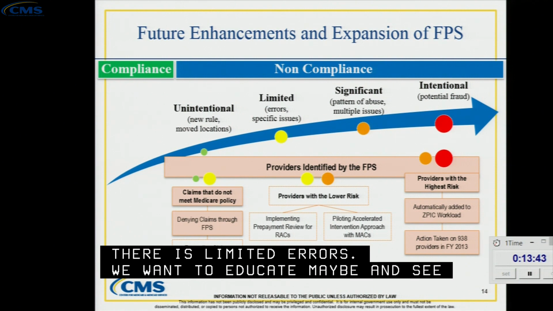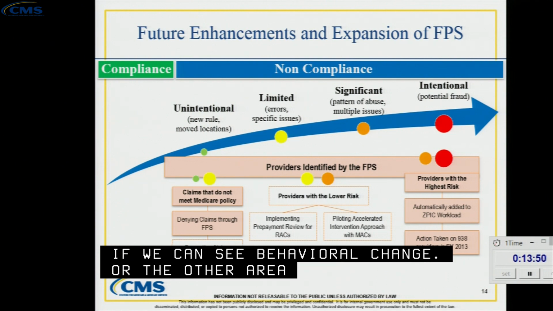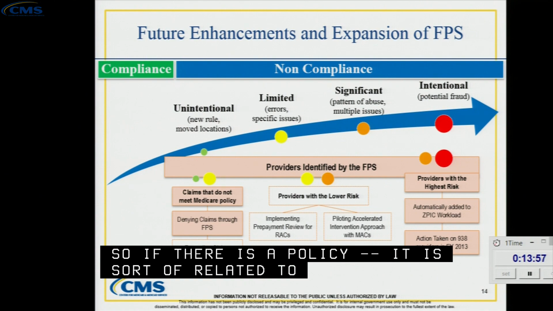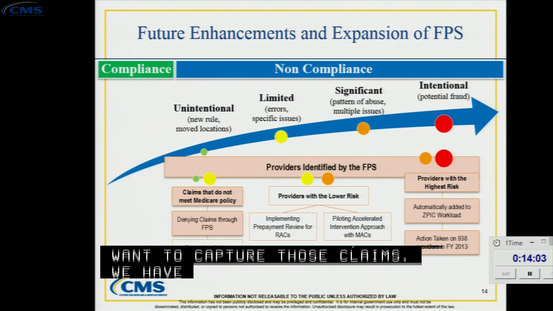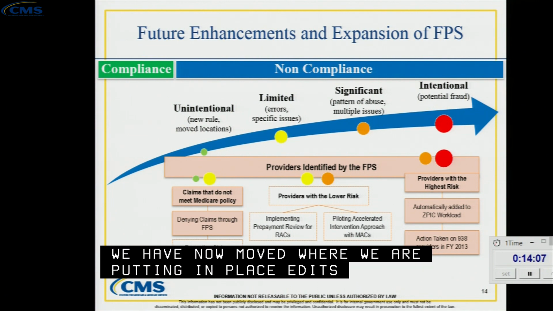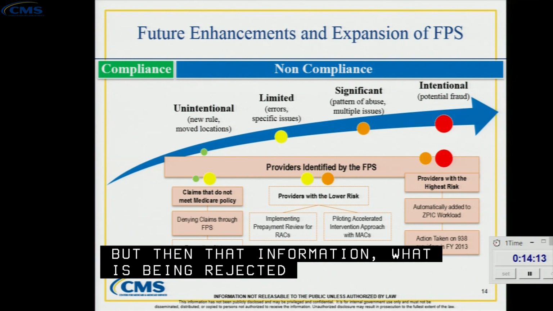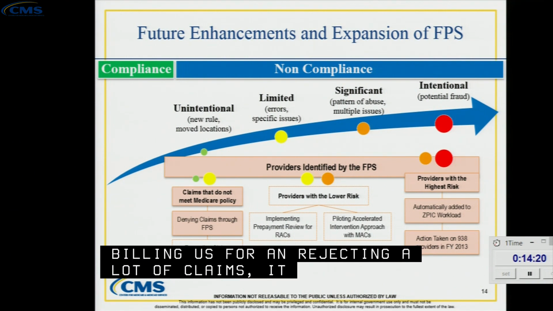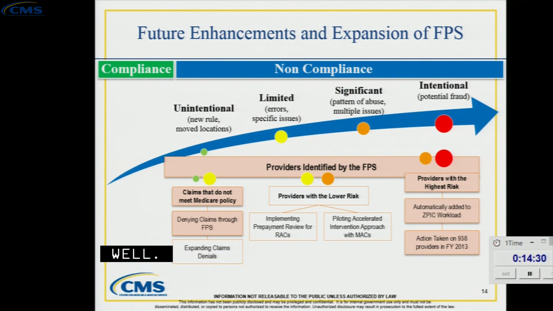Or the other area that we're moving into is in denying claims based on policy, right? So if there's a policy and it's sort of related to fraud, waste, and abuse, but it's not necessarily to that egregious level, but we want to capture those claims, we've now moved to where we are putting in place edits where we'll reject or deny a claim based on policy, but then that information of what's being rejected also ties into our risk profiles. And if we see somebody continually bills us for things they shouldn't be billing us for, and we're rejecting a lot of claims, that becomes one more point of reference for our zone program integrity contractors and others. It feeds back into the system as well. So that really is going to help us move and broaden the scope of FPS, doing real edits.